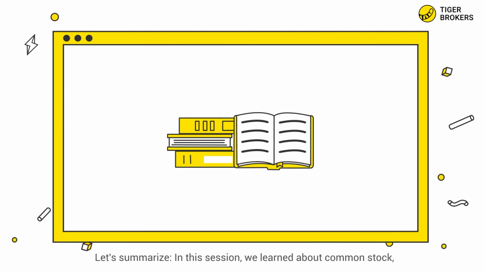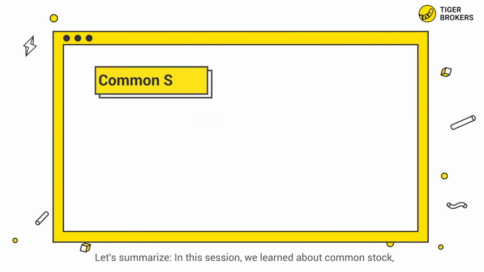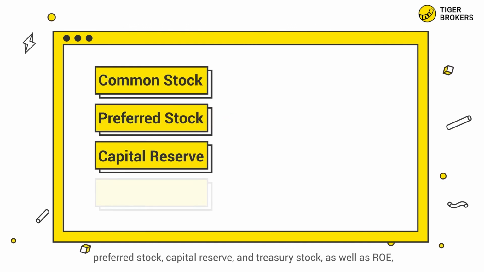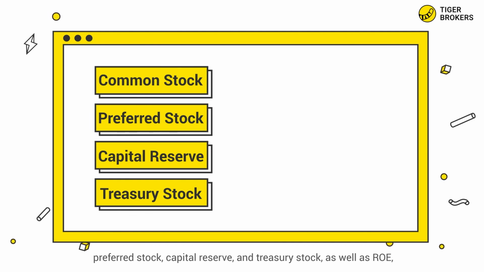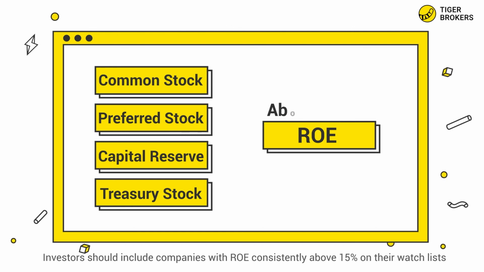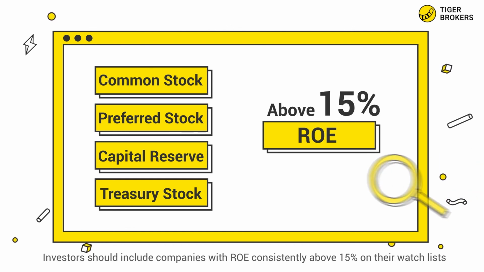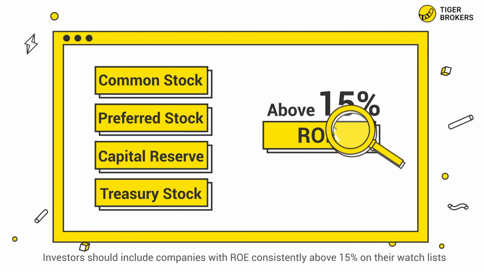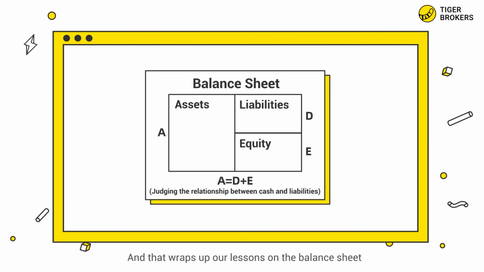Let's summarize. In this session, we learned about common stock, preferred stock, capital reserve, and treasury stock, as well as ROE, an important indicator for Warren Buffett. Investors should include companies with ROE consistently above 15% on their watch lists. And that wraps up our lessons on the balance sheet.